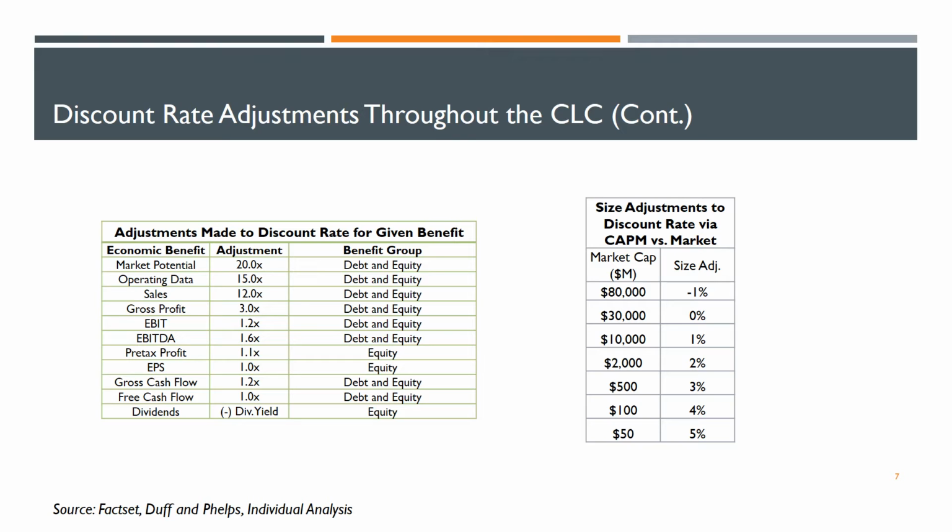Also, if using CAPM to calculate the discount rate, I would advise you to make a size adjustment to the discount rate as well, for it can capture the additional risk involved in investing in small and mid caps. I've created a quick rule of thumb table for this as well, as these are the main adjustments I'll be using across multiple videos that I plan to make down the road when looking at different economic benefits for different companies.